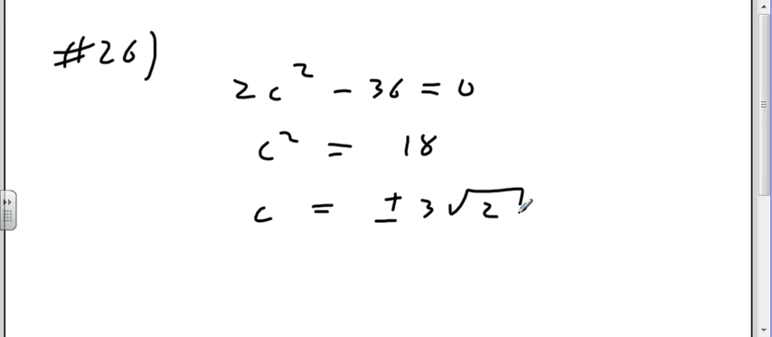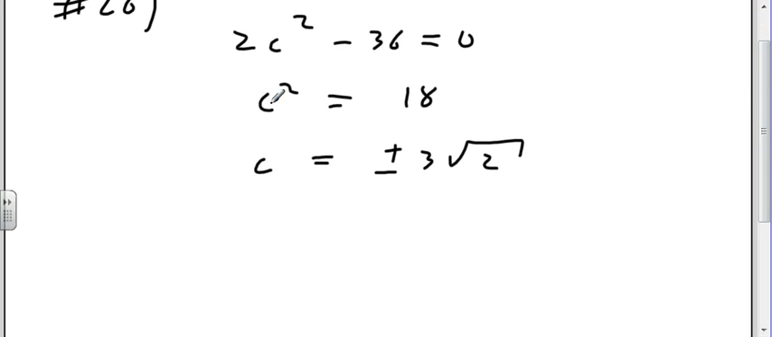If your calculator is in math print, it would give you 3 the square root of 2. If it was in classic, it probably would give you a decimal number, so the decimal number is okay too. But whenever I have c squared is equal to something, I'm going to have a plus or minus, because the minus guy goes away if I square it. So that's the issue here.